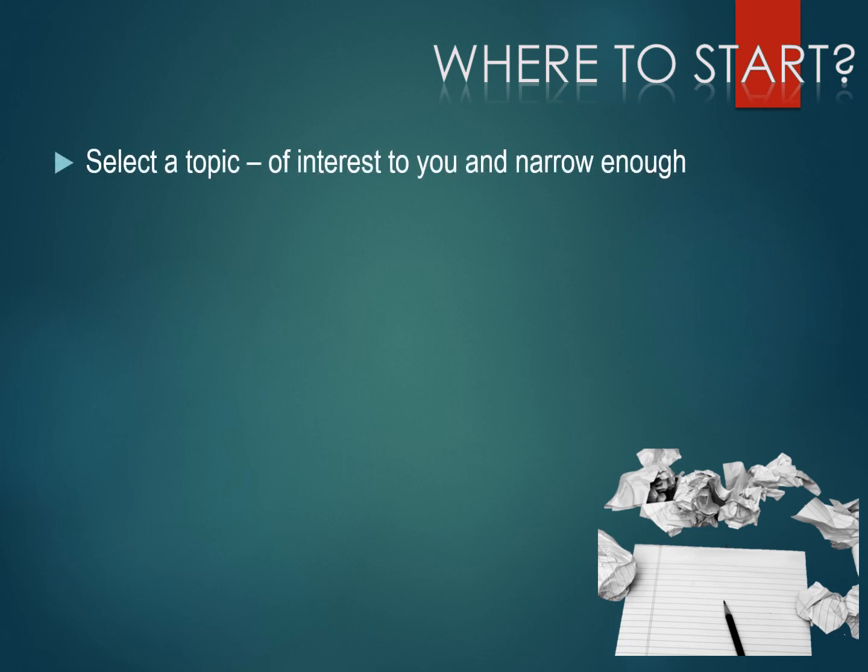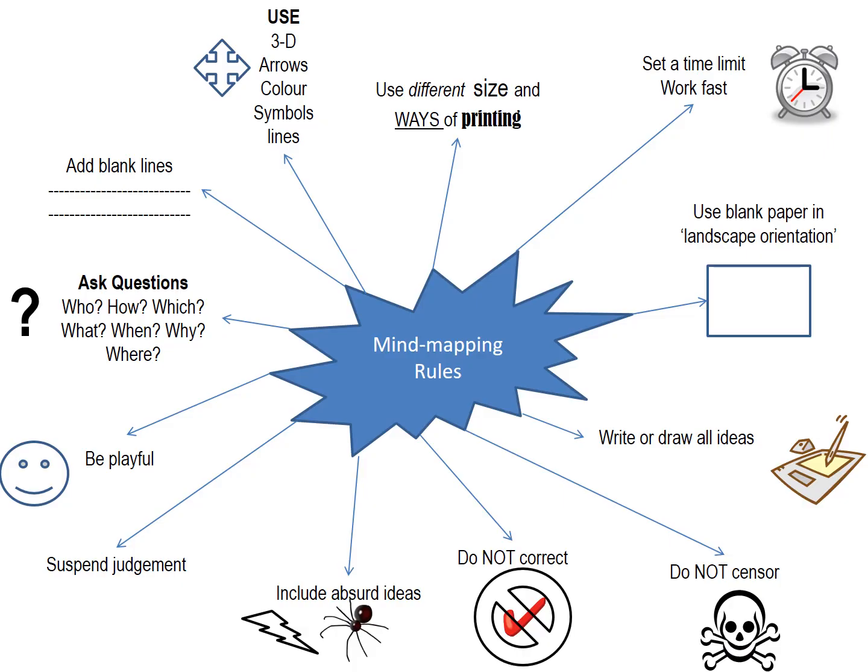So where do we start our literature review? Obviously, you will first select a research topic, again, of interest to you and narrow enough. Genuine interest is key. So you may or may not want to create a mind map, and it may or may not look as follows. But here are some tips for mind mapping. Just literally ask specific questions about what you would like to know about your topic. Who, how, which, what, when, why, where. Include absurd ideas. Don't correct. Don't censor. And just jot everything down as your first point of brainstorming.